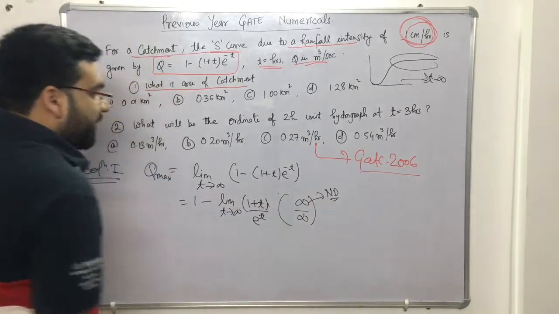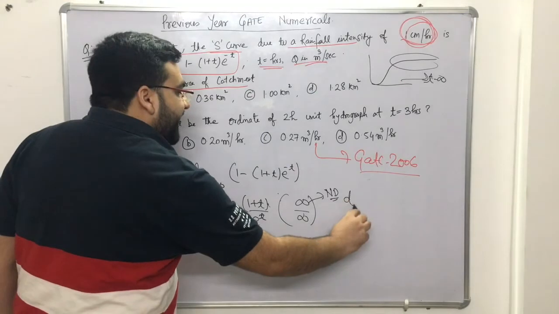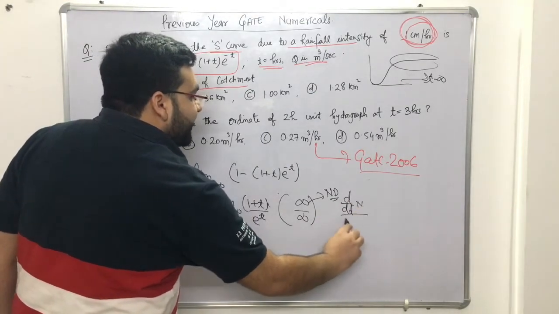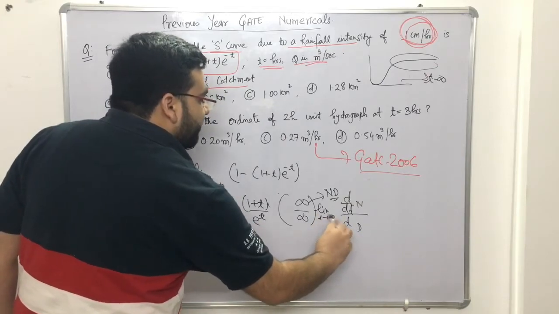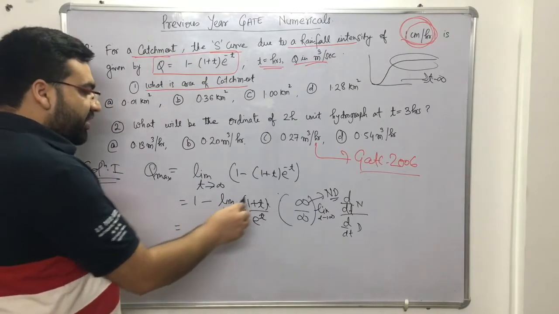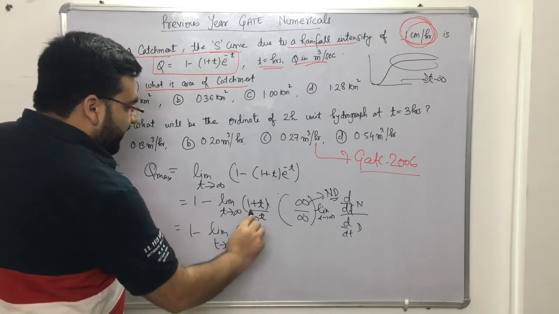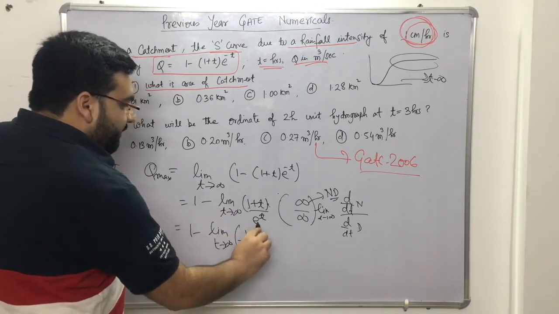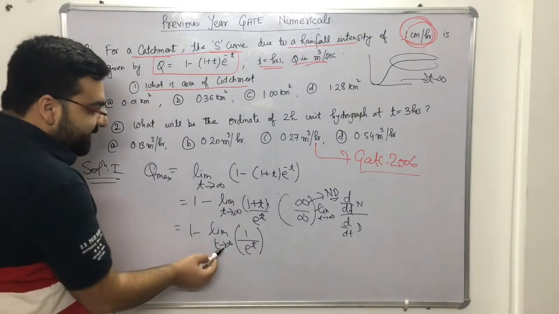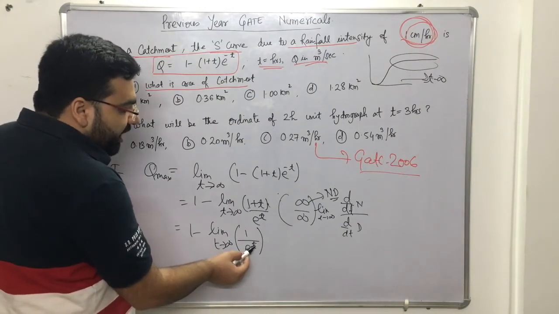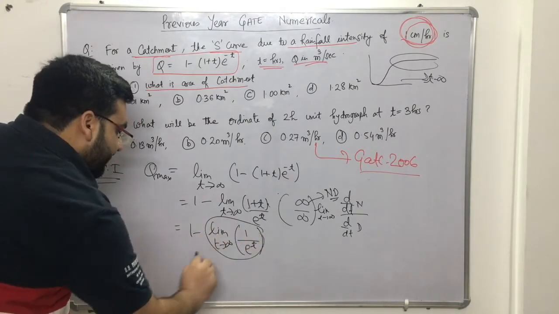Not defined. So if you remember mathematics, we can apply L'Hospital's rule. What we do in L'Hospital's rule is take the differentiation of the numerator as well as the differentiation of the denominator, and then we apply limit T tends to infinity. Now the differentiation of the numerator gives 1, and the denominator gives e raised to power T. So 1 minus limit T tends to infinity of 1 divided by e raised to power T. Now let's put T equals infinity. 1 upon infinity is actually 0, so the answer will be 1.